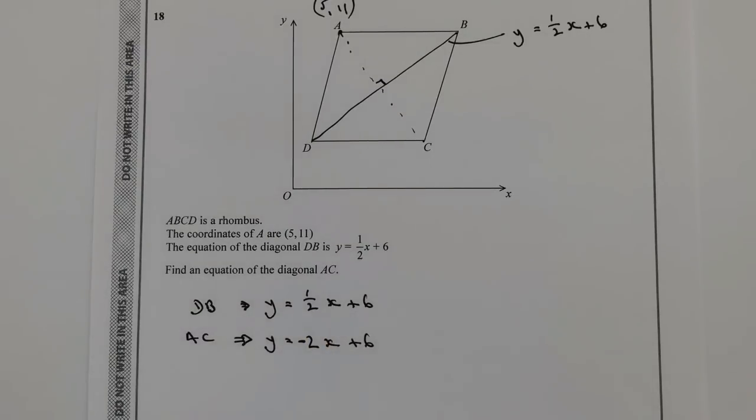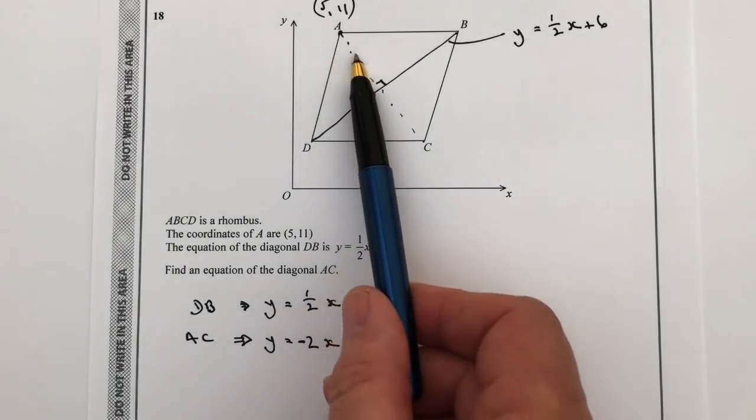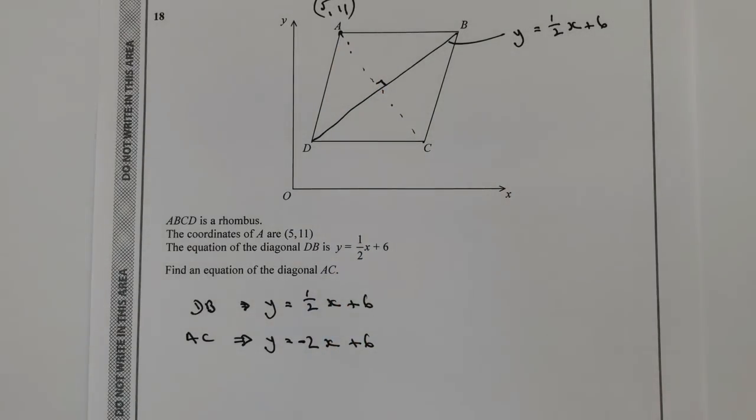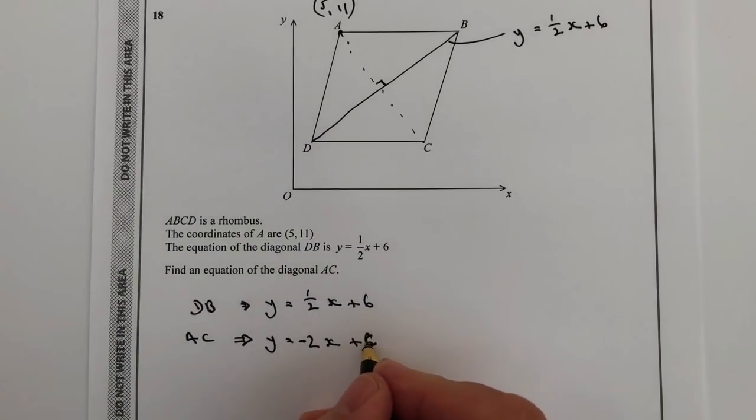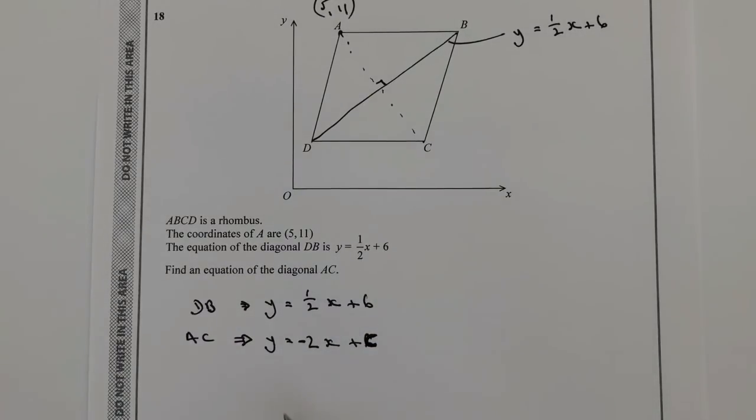Okay, now I've had conversations with students where they say, well, what you do is you multiply these two together and you get -1. That's perfectly fine, not a problem at all with that. I just remember it this way. Okay, so now I know the gradient of this line AC. All I would do then is plug in the value of 5 and 11 in order to find out the value of C. I'm so sorry, this is the value of C here. Okay, so I know the negative reciprocal, I know the gradient, but I've got to work out this value of C.